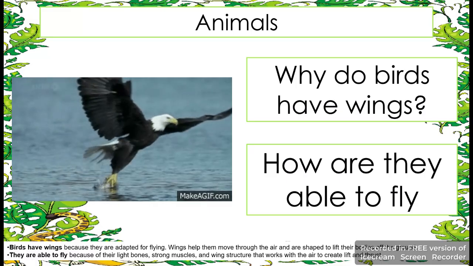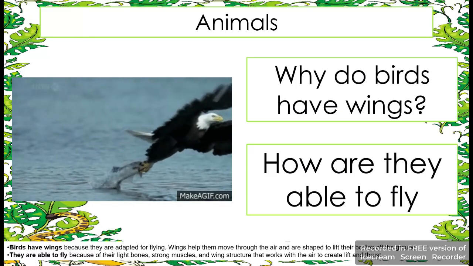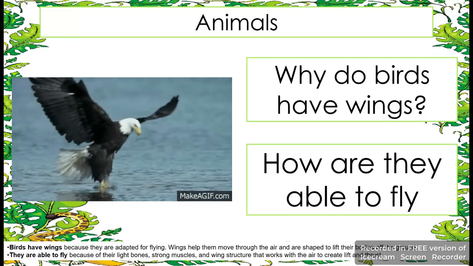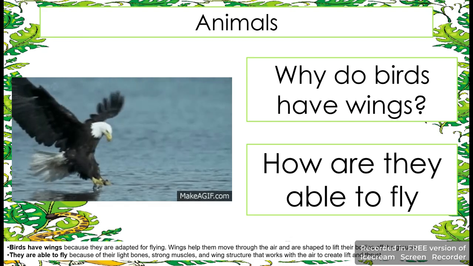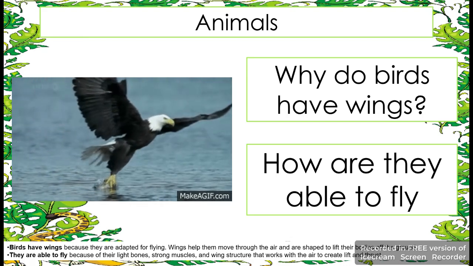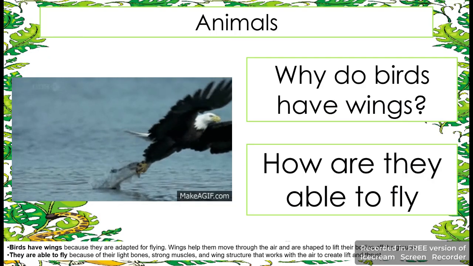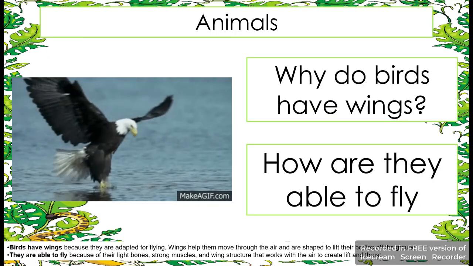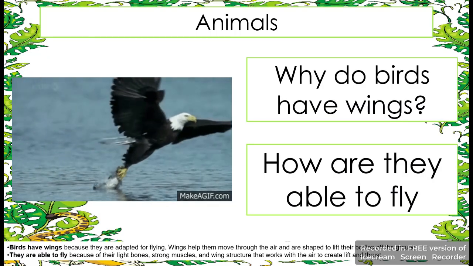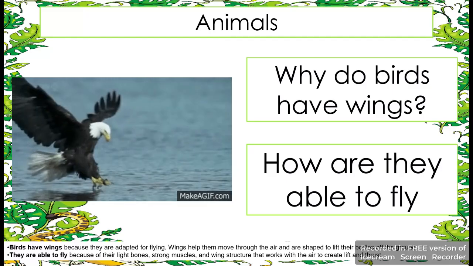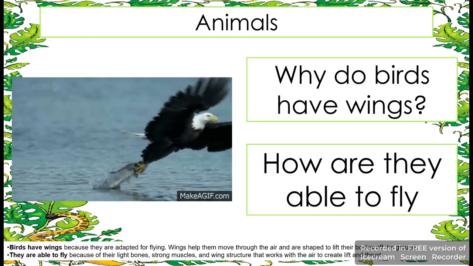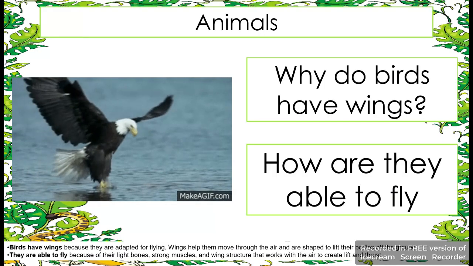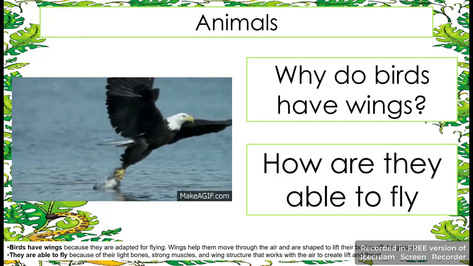Animals. Why do birds have wings? How are they able to fly? Birds have wings because they are adapted to fly. Wings help them move through the air and are shaped to lift their bodies off the ground. They are able to fly because of their light bones, strong muscles, and wing structure that works with the air to create lift and thrust.